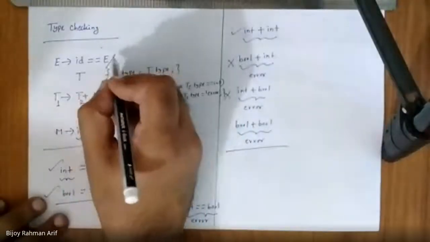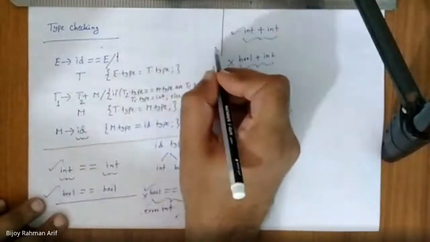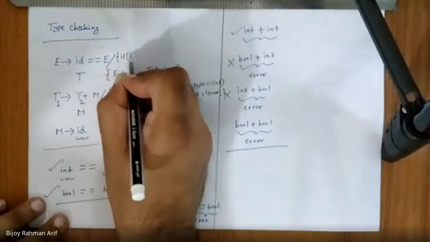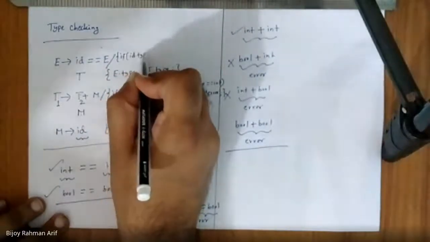Yes, sir. If you understand, then what would be the second one? How can you write, describe the second one? Second one, this one. ID equal to E. ID dot type. If ID dot type equals E dot type.